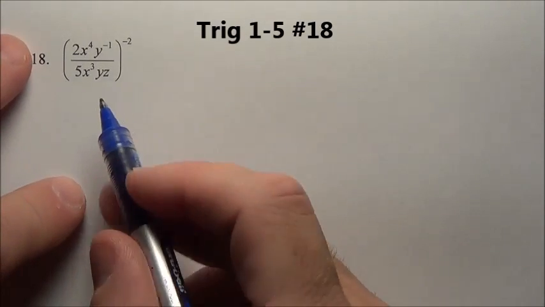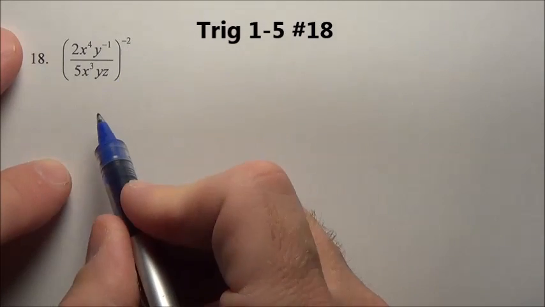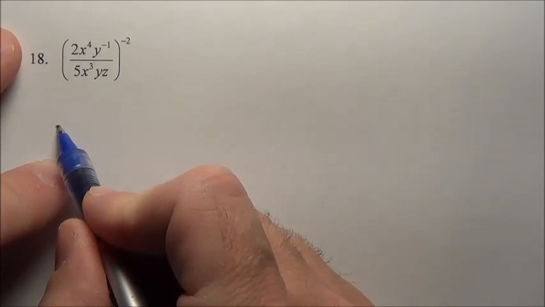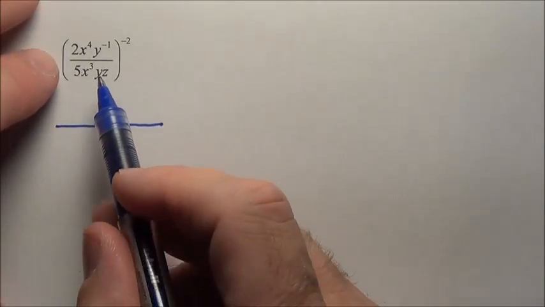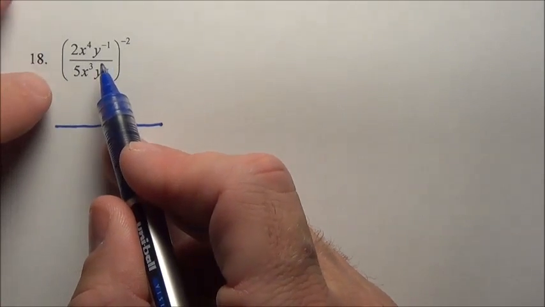Here's problem 18. I have all this information and I'm raising it to the -2 power. So the first thing I want to do is let's go ahead and clean things up. If you have a negative exponent, if you're in the top, you go to the bottom, and if you're in the bottom, you go to the top. Let's see what we have.